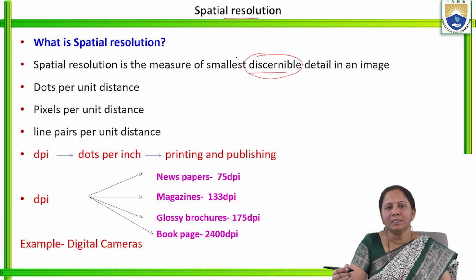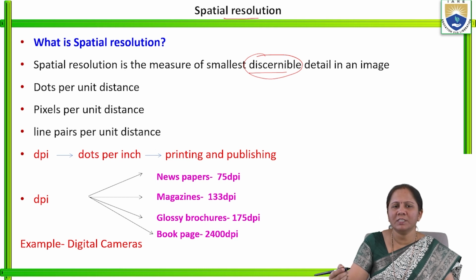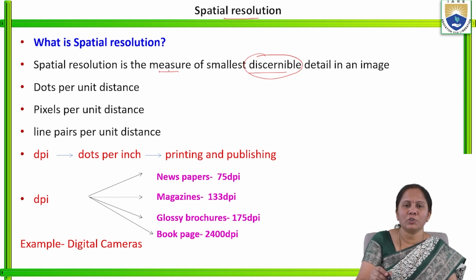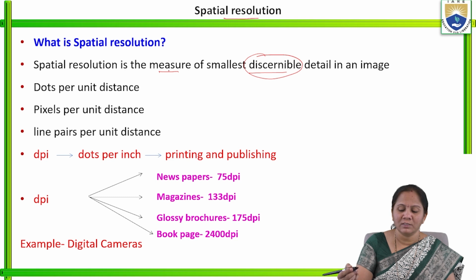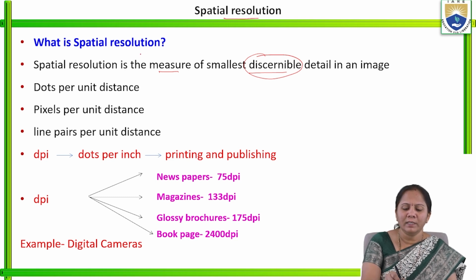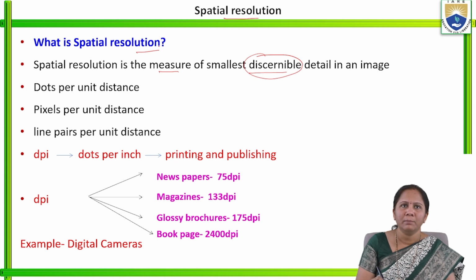So discernible means detecting with difficulty. That means a small change will be there in the image which is very difficult to detect. So spatial resolution is the measure of the smallest change in the detail in an image. And generally the spatial resolution will be measured.